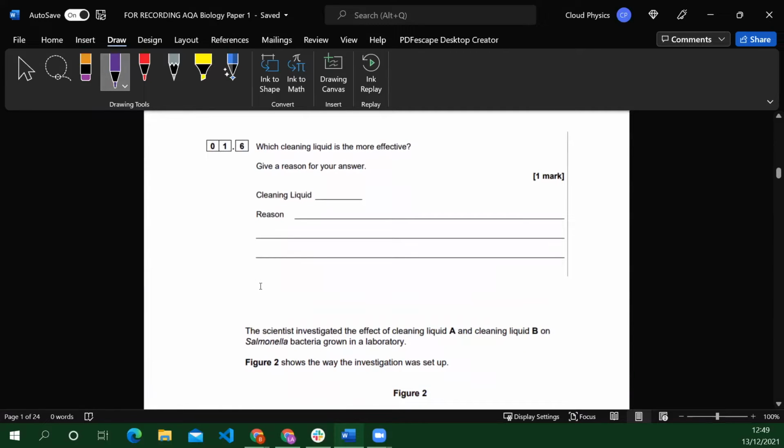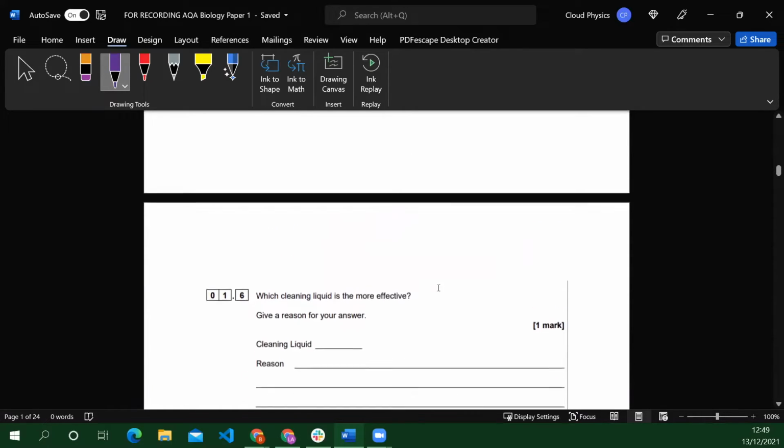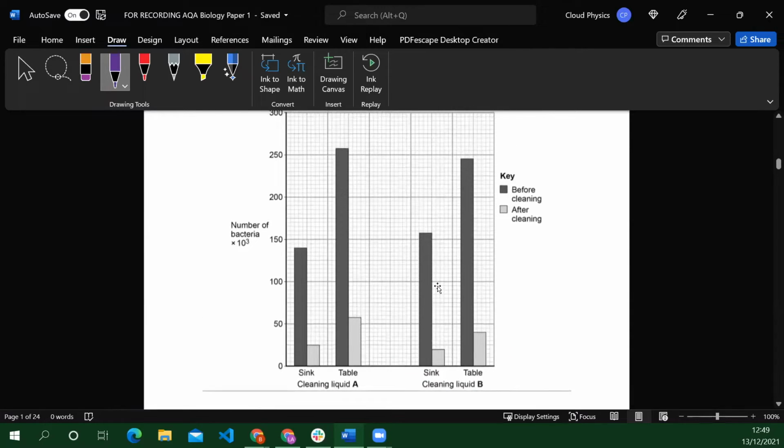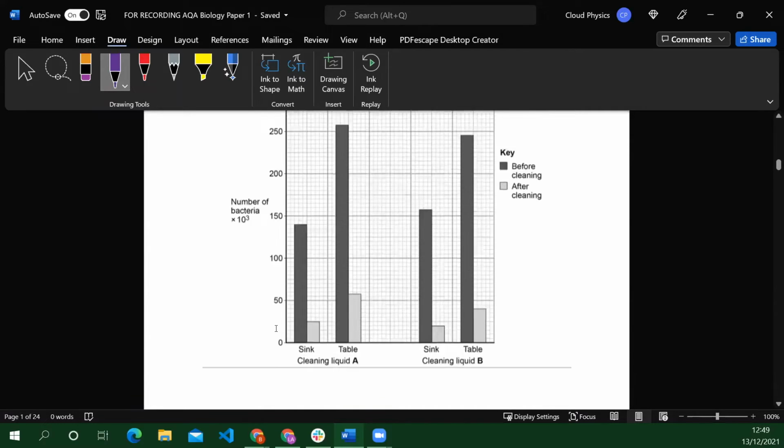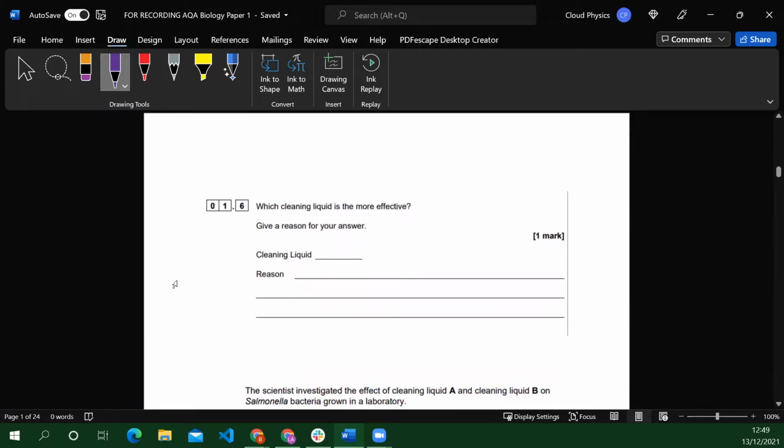Okay, which cleaning liquid is most effective? Right, so let's have a look. So it's clearly B, isn't it? I think so, B, because there's a greater reduction in number. So cleaning liquid B. So greater reduction, so this was a nice easy mark actually. Greater reduction in bacteria numbers in both locations, the table and the sink.